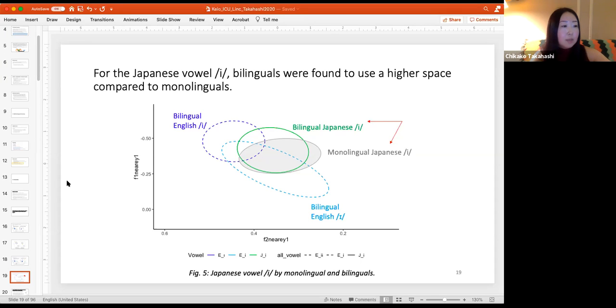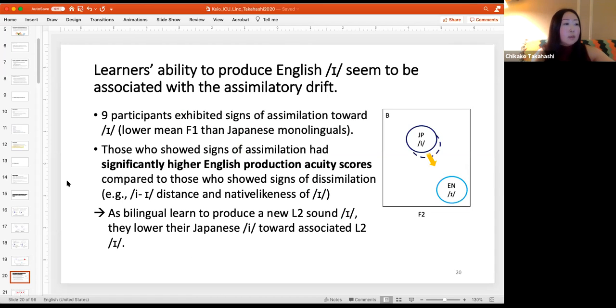Here, bilinguals' Japanese I, which is represented by a green ellipse, is added along with the gray polygon representing Japanese monolinguals' production. So what we need to do is to compare bilinguals' Japanese I with monolinguals' production. As we can see here, bilinguals seem to be using a higher space as compared to monolinguals. So while bilinguals as a group generally showed upward drift of Japanese I, there was variability among bilingual participants in terms of the direction of the drift.